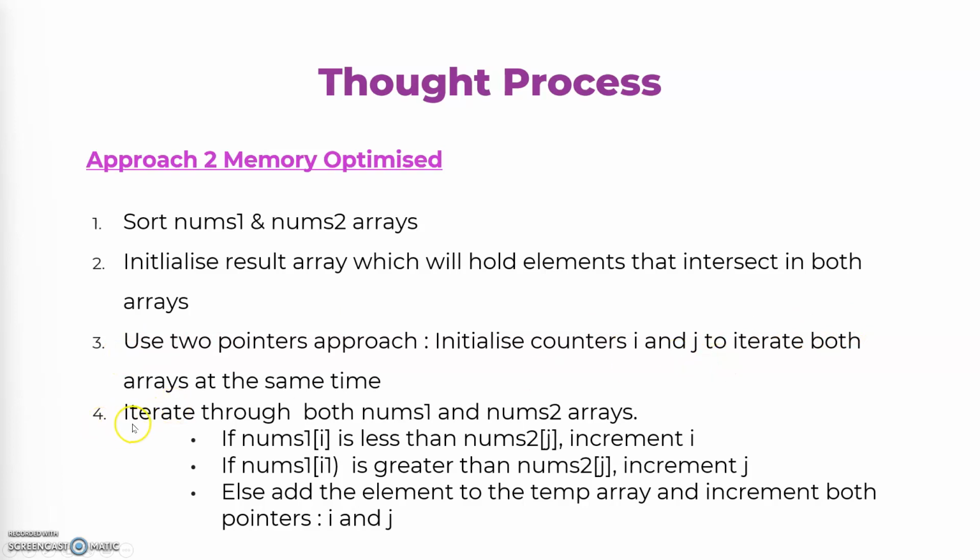Step 4, in this step, we are iterating through both nums1 and nums2, and we are going to compare. When we compare the values, if nums1's value is less, then we will increment the i pointer. If nums1's value is greater, then we will increment the j pointer. Else, it means the values are exactly the same, so that particular element is the intersecting element. We are going to push the element into the array, and we will increment both i and j pointers.